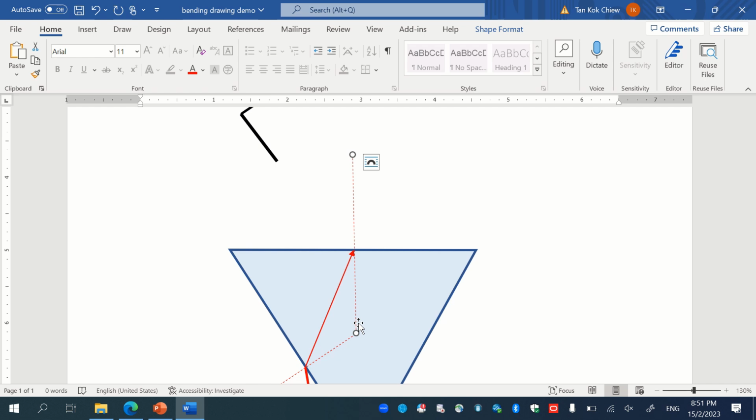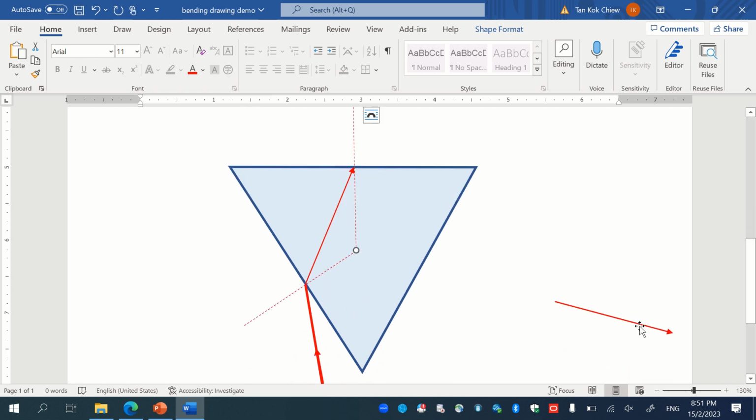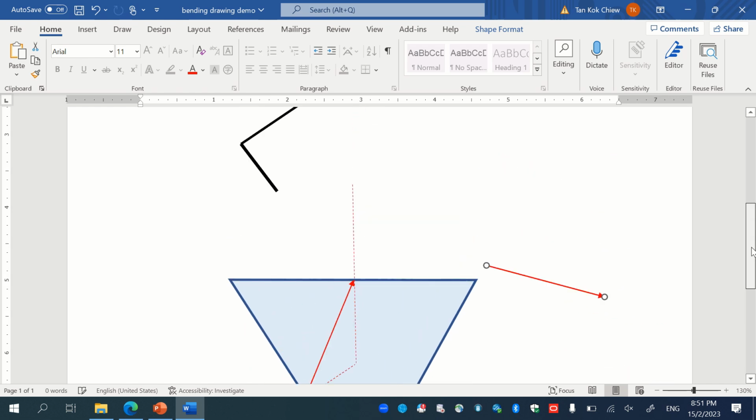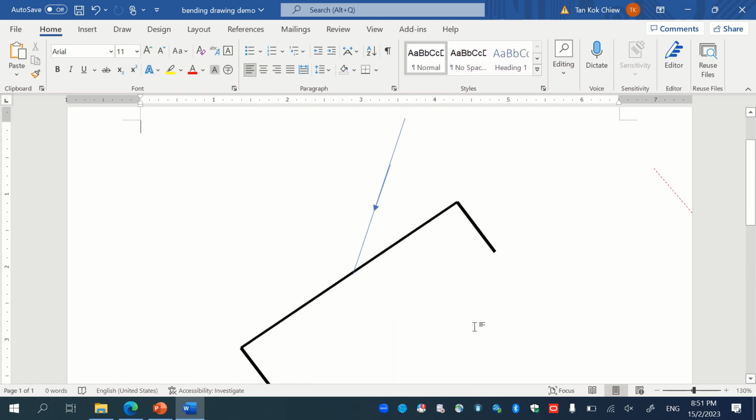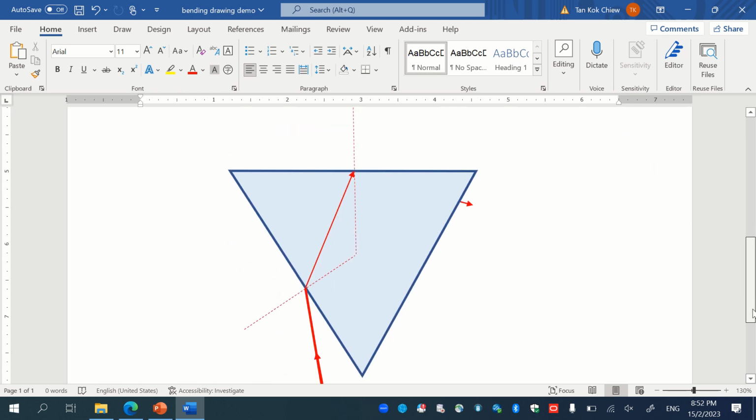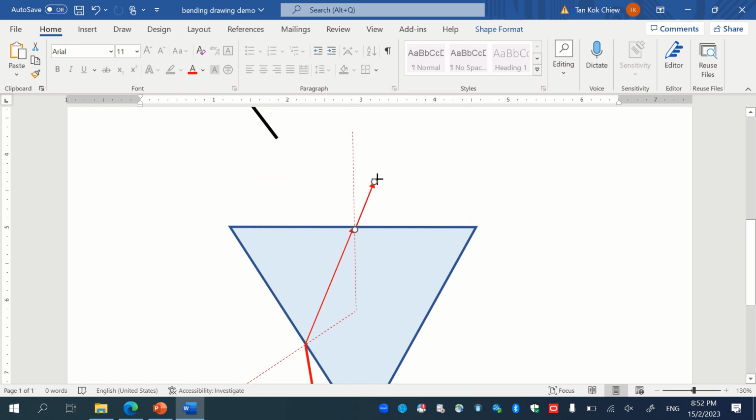Alright. Then now let's look at the ray. The ray's original path would have been like that, straight outward, if it didn't have to go through two media.